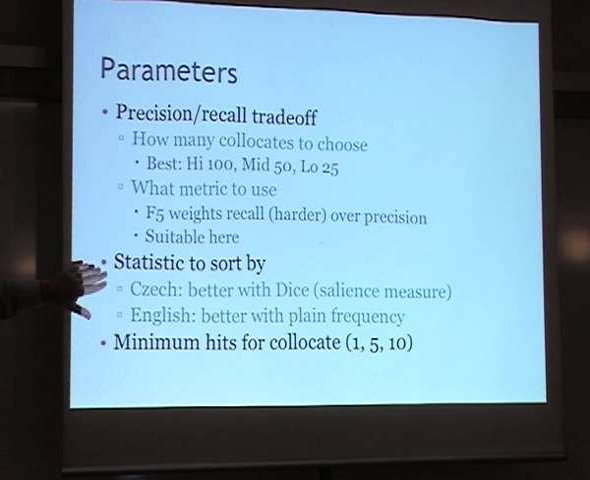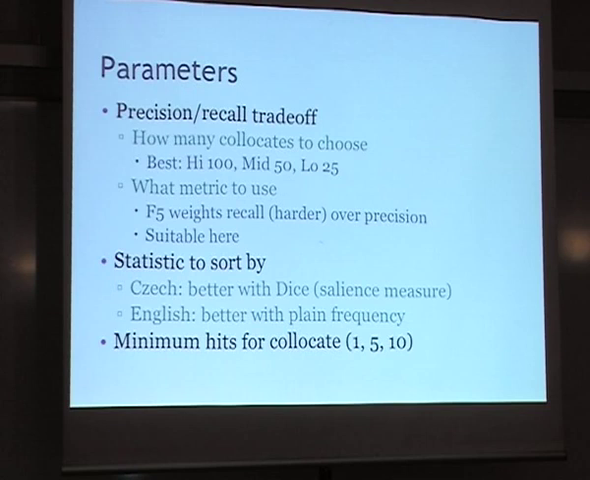Another parameter is, what statistic shall we sort by? There's a long literature about what the best statistic is to find collocations. With candidates being things like the mutual information and the dice coefficient, to see which two words have a strong connection with each other, really belong together. But there's also some literature which says, actually, if you just look for the most frequent collocations rather than doing any adjustment, that's best. So we tried both of those.